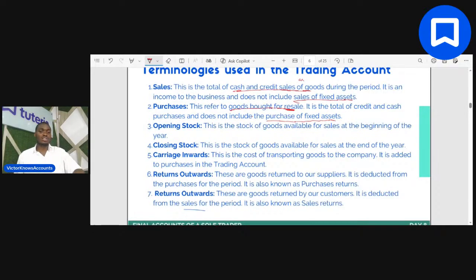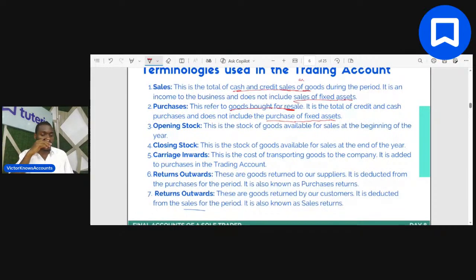Do you understand that? So then we have opening stock. Of course, as I explained, it is the stock of goods available for sale at the beginning of the year or the period. Closing stock is the amount of goods that you have at the end of a period. All right. Carriage in is the cost of transporting the goods to the company. When you go outside to buy that rice, and then you have to incur transport cost to bring the goods to the company, that is carriage in, and it is added to the purchases in the trading account.